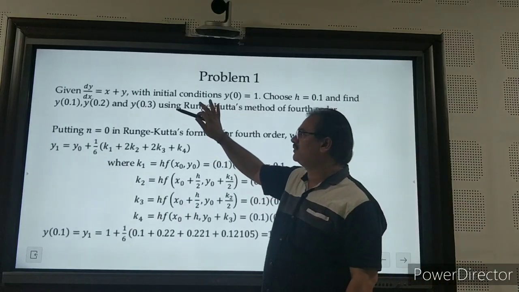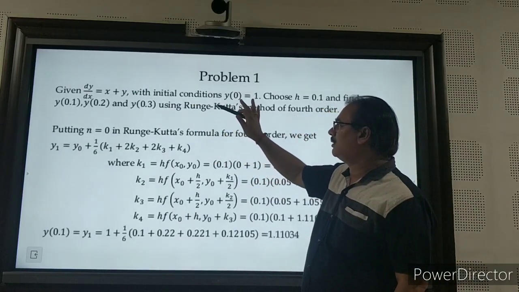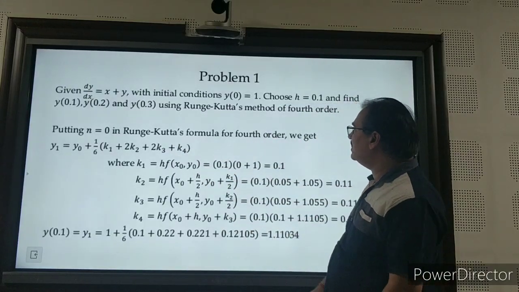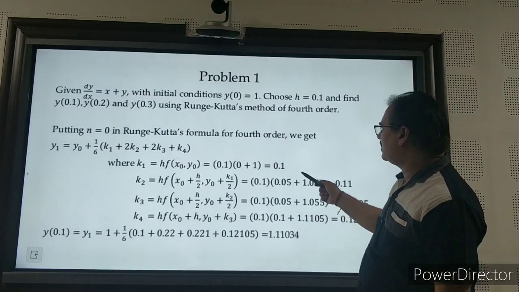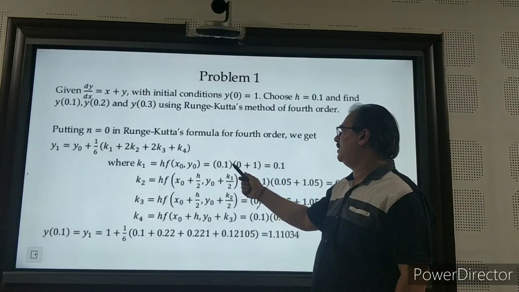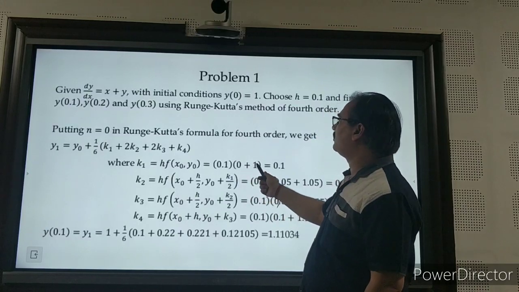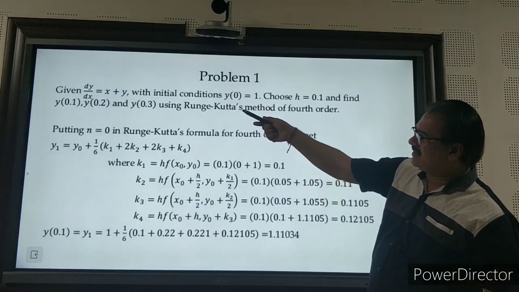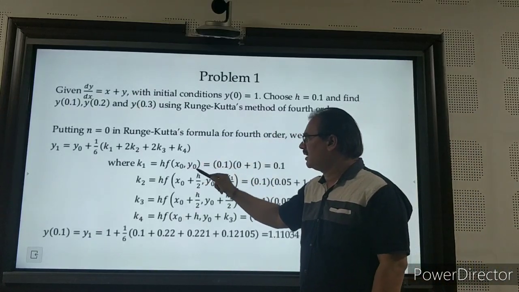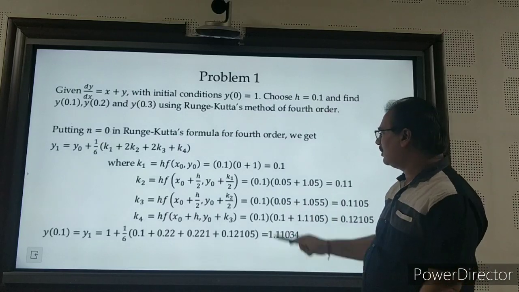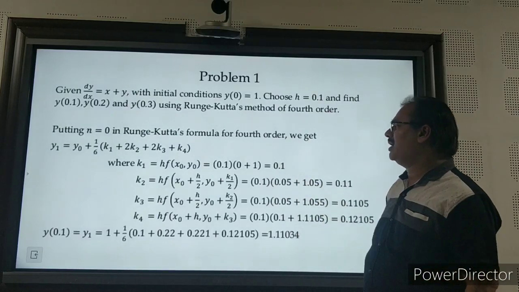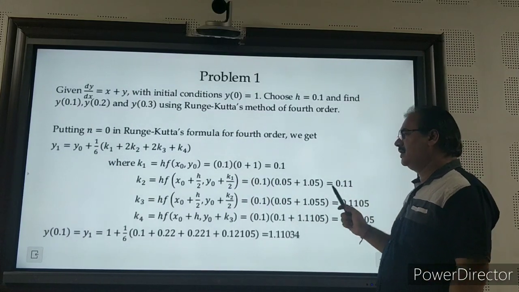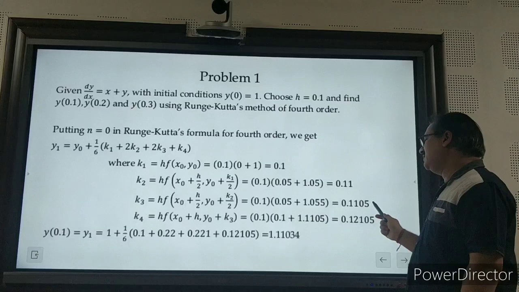So putting n is equal to 0, to solve this problem, you can develop this formula. This is very easy to calculate. Everyone knows the step size is already given, that is 0.1, and x naught is 0, and y naught is 1. So 0 plus 1, because the function is x plus y. So f of x naught, y naught means x naught plus y naught. You will put the values and you will get 0.1. Now similarly you can calculate k2. K2 you will get 0.11. K3 you will get 0.1105.